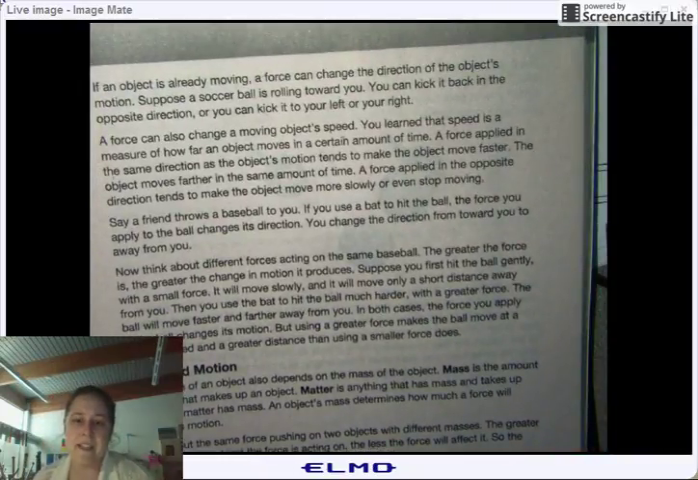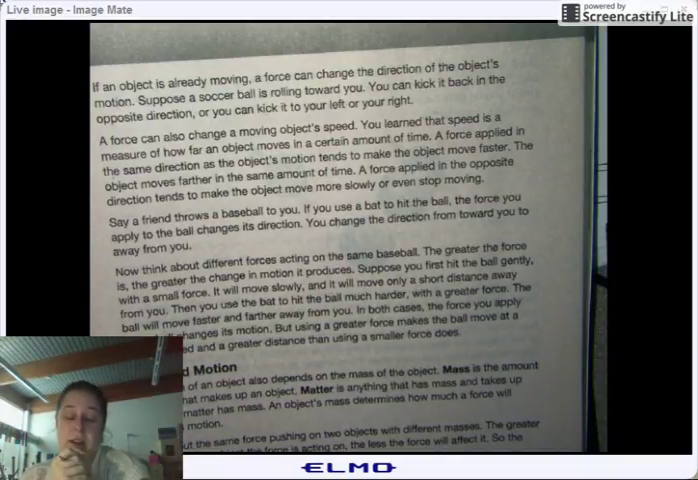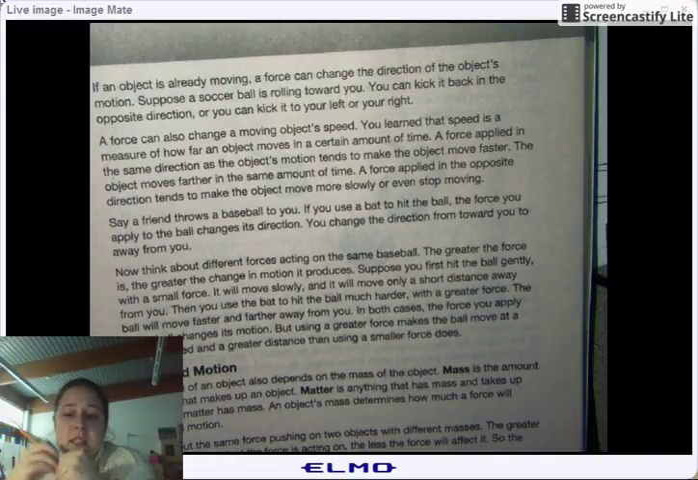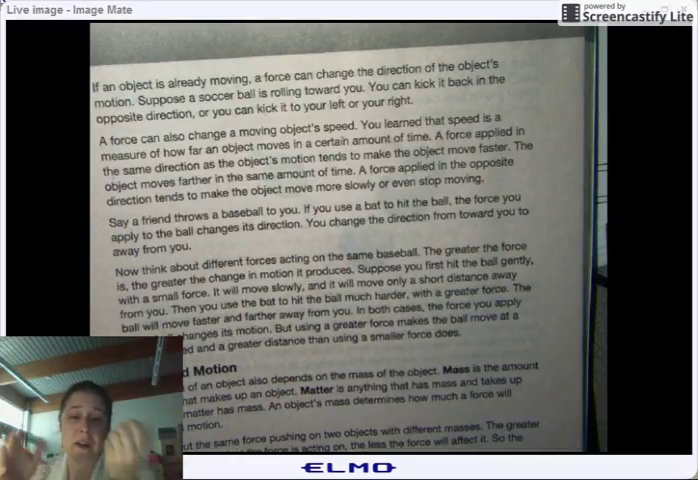Now think about different forces acting upon the same baseball. The greater the force is, the greater the change in motion it produces. Suppose you hit that ball gently with a small force. It will move slowly, only a short distance away from you. And when you use the bat to hit the ball much harder, with a much greater force, the ball is going to move faster and farther away from you. In both cases, the force you apply to the ball changes its motion. But using a greater force makes the ball move at a greater speed and a greater distance than a smaller force does.